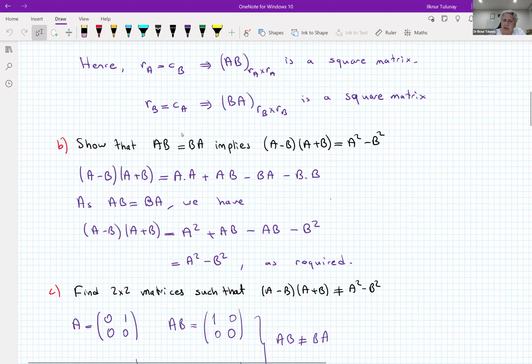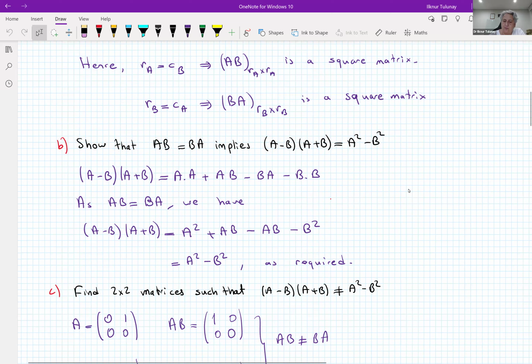Now, we assume that AB is equal to BA, so we can interchange them. It means that these terms are the same, so they just cancel each other. We are left with A squared minus B squared. This is exactly what we wanted to prove.